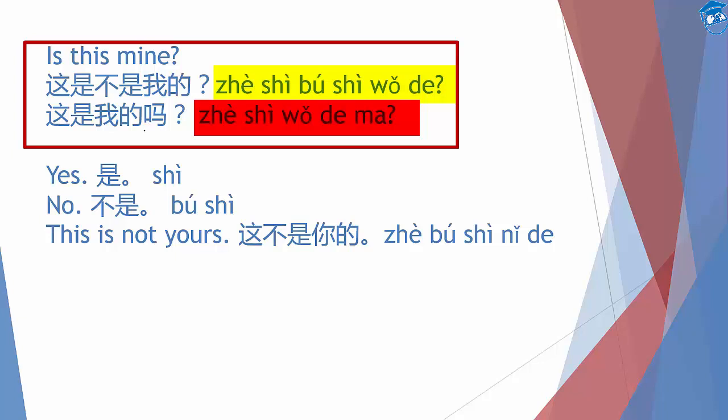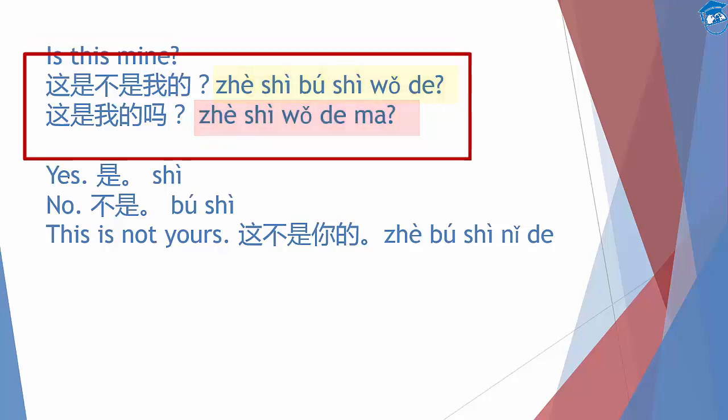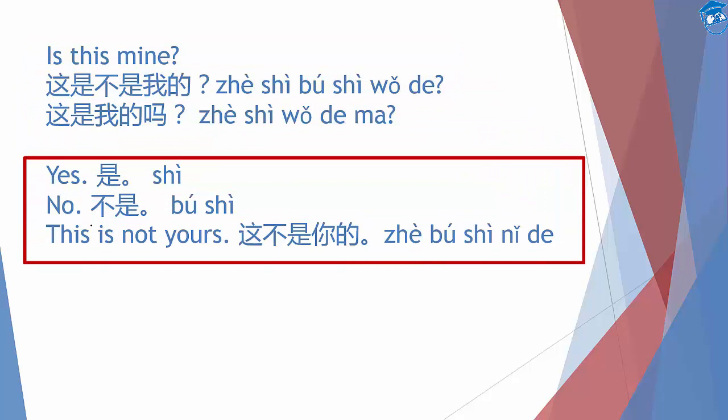So as I said, 吗 is the question word for yes or no. And the other way of asking is 是不是? Okay? So you would expect some answers here. One is yes, 是, and no, 不是. And of course, if they want to assure you, then they will say, 这不是你的, meaning this is not yours.